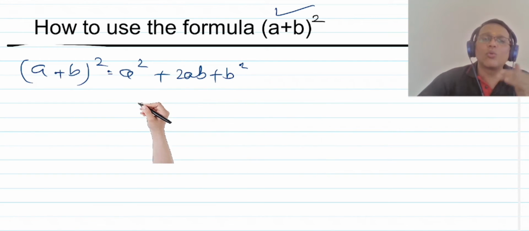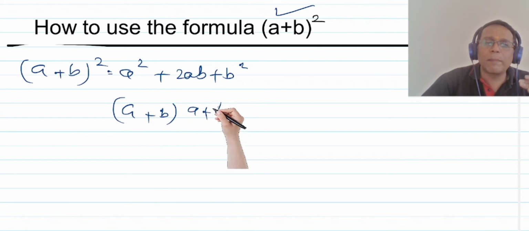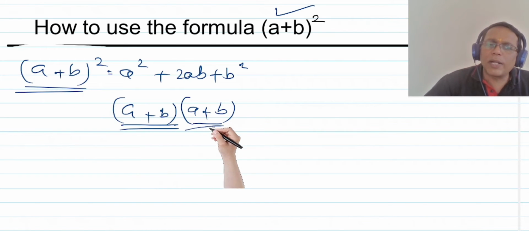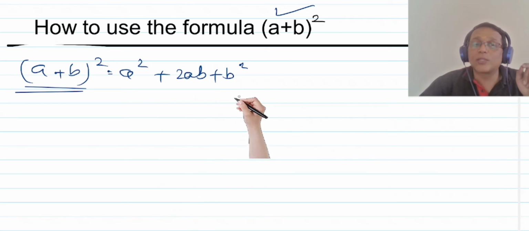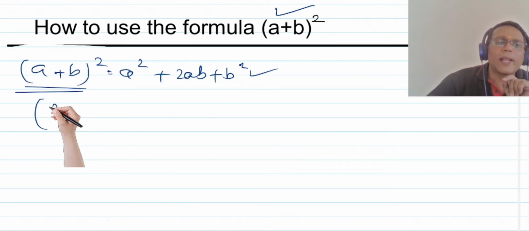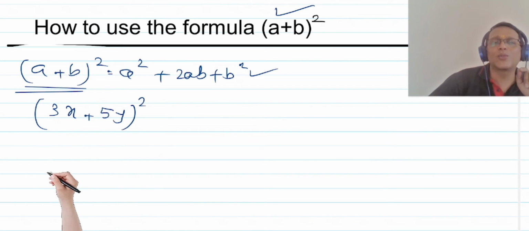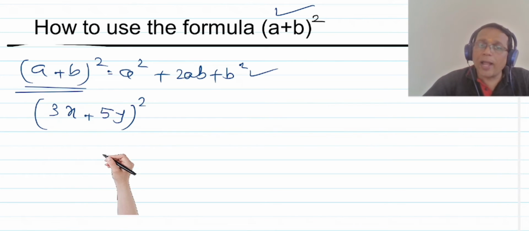If you want to know how we got this formula, you just multiply (a + b) into (a + b). (a + b) whole square is (a + b) into (a + b). Just multiply the 2 brackets and check whether you get this answer, a square plus 2ab plus b square, or not. Okay, so first I am going to tell you how to use this formula for (3x + 5y) whole square.